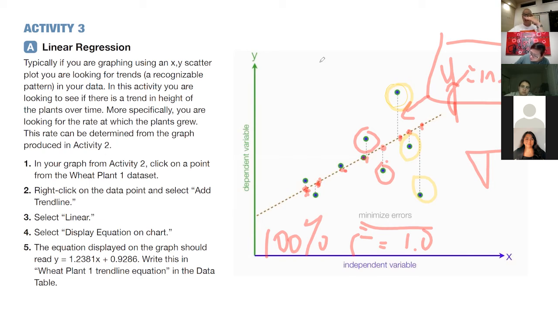So when you're actually hand drawing your line, you're basically doing the same thing. You're trying to fit a line that gives you the smallest errors between the points and the line, the smallest distances. So that's really all it is that you're doing.